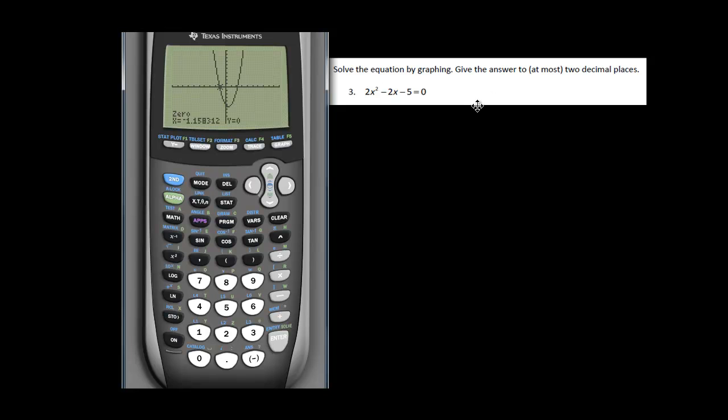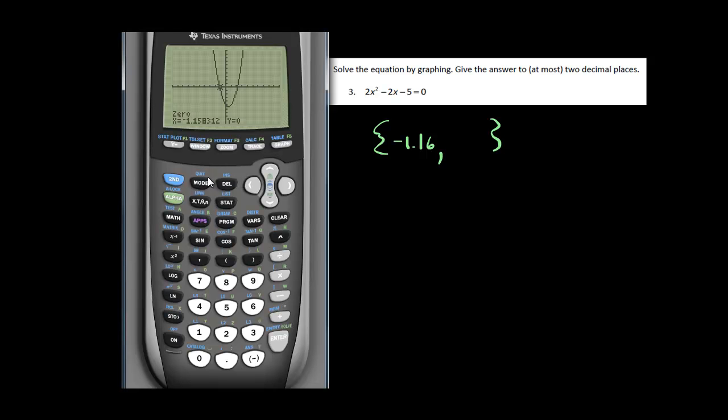So your first answer is going to be -1.16, because they want the decimal to be 2 places. So round it off. So -1.16. Let's write that down. -1.16 is your first one. Let's get the calculator back.